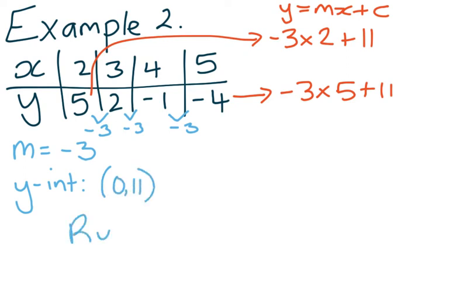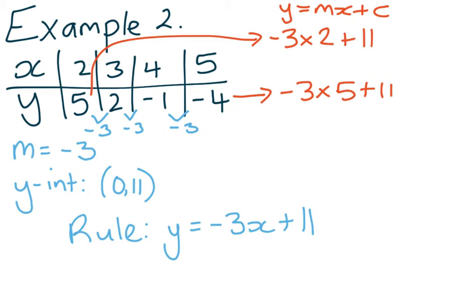So that means our final rule is going to be y equals -3x. So that's y equals -3 times x plus 11. And that's how we get our rule from a table. We find our gradient using the difference pattern, and then we find our y-intercept either by looking for the x value of 0 in the table, or we can actually do the multiplication and find out what we need to add or take to get to our y value.